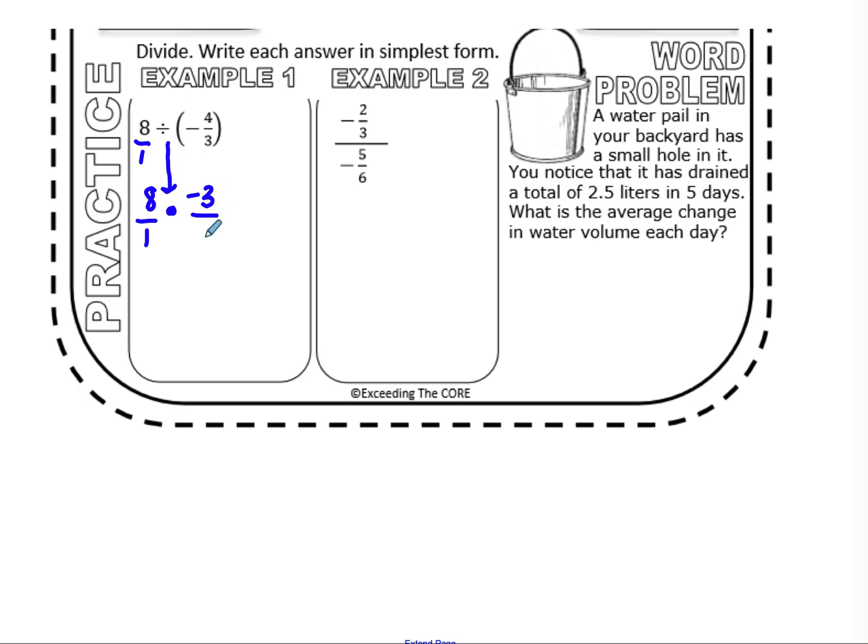Now I can keep the negative out front like it is here, but I always just like to write my negative in the numerator. It doesn't have to stay with the 4. Could, but it doesn't have to. I always write mine on the top. So keep, change, flip. That 4/3 flips to become -3/4.